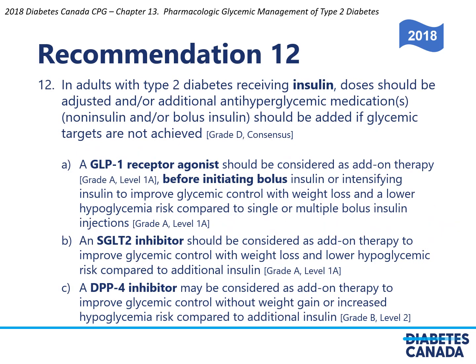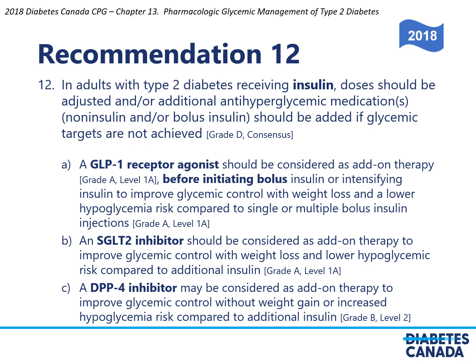Recommendation 12, in adults with type 2 diabetes receiving insulin, doses should be adjusted and/or additional antihyperglycemic medications, non-insulin and/or bolus insulin, should be added if glycemic targets are not achieved. A GLP-1 receptor agonist should be considered as add-on therapy before initiating bolus insulin or intensifying insulin to improve glycemic control with weight loss and a lower hypoglycemia risk compared to single or multiple bolus insulin injections.